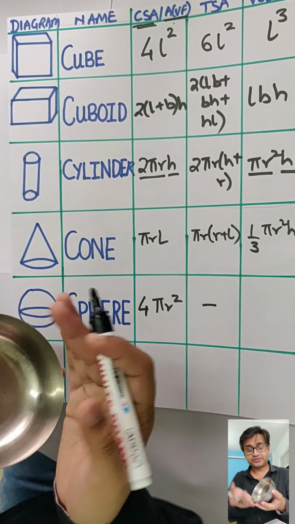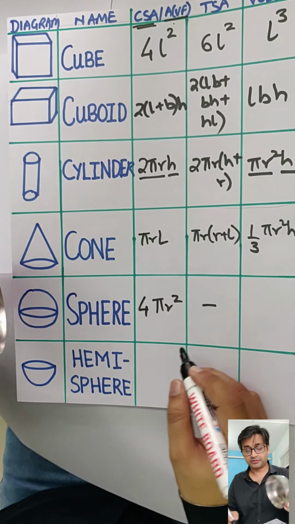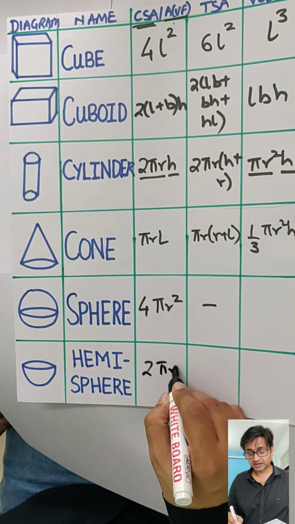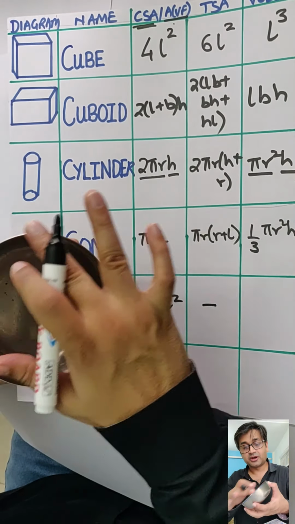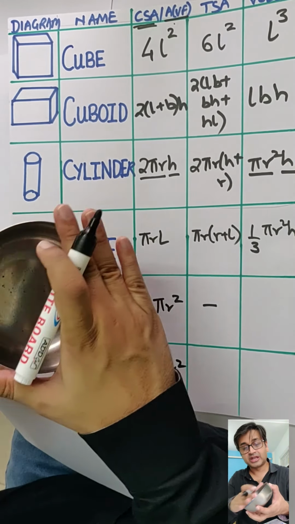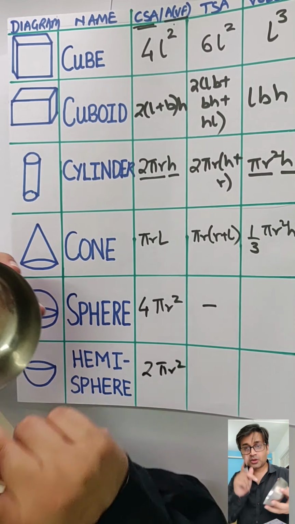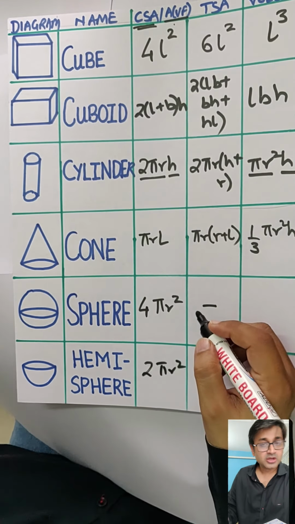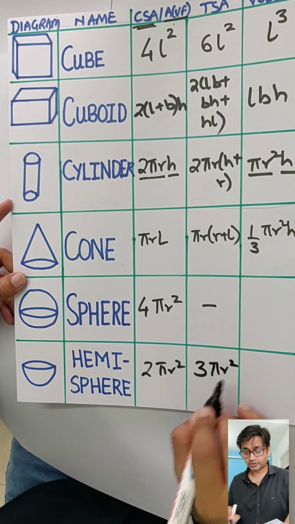But if the total sphere is 4 pi r square, half the sphere, that is the hemisphere, will be half of this, so that will be 2 pi r square. When you want the total surface area of this, you have to add this circle also on top, because now it's got a base. Can you see? It stands. So this base is one circle, pi r square. So pi r square plus 2 pi r square will become 3 pi r square.